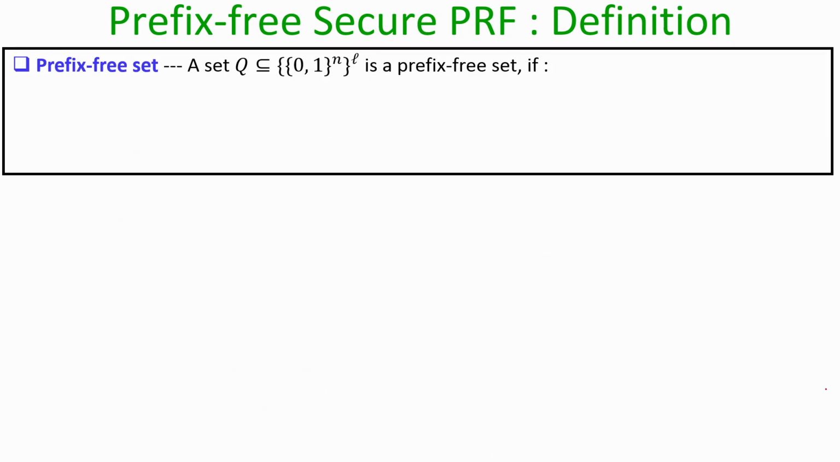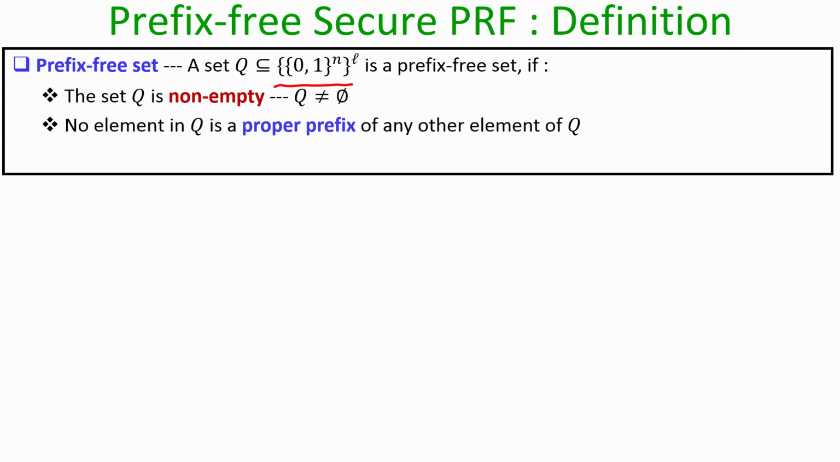exactly we mean by prefix free set. So, a set Q, which is a subset of the set of all sequences of blocks up to size L blocks, where each block consists of n bits, is called a prefix free set if the following conditions hold. First of all, the set Q should be non-empty, and the second property is that no element in the set Q should be a proper prefix of any other element of the set Q.